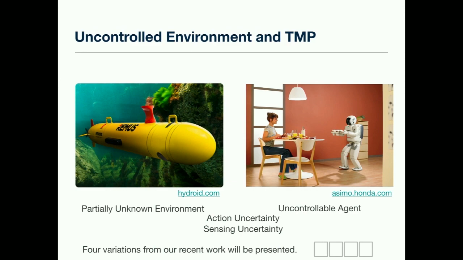So now, all this work was done for controlled environments, but as I'm sure we all agree, much of the interesting work to be done is in environments that are uncontrolled. And here, for example, I'm talking about environments that are partially unknown. I'm talking about environments where you may have another agent interacting with a robot and maybe interfering with the task that you would like to execute. I'm talking about environments where you have action uncertainty and sensing uncertainty.